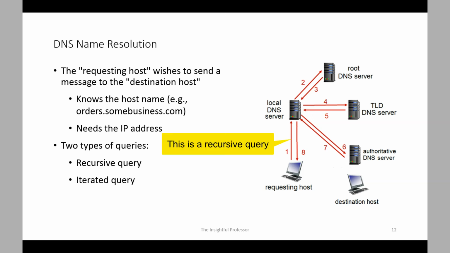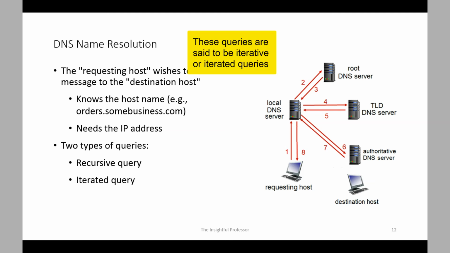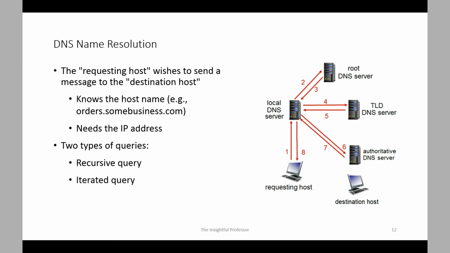So a query presented by a host, the requesting host, to its local DNS server is said to be a recursive query based upon the definition we've just given. So this query asks that server to obtain the mapping on its behalf. The subsequent queries issued by the local DNS server to a root server, to a TLD server, and to an authoritative DNS server are said to be iterative, since the replies to these queries are directly returned to the requesting local DNS server and not the originating client, the requesting host.